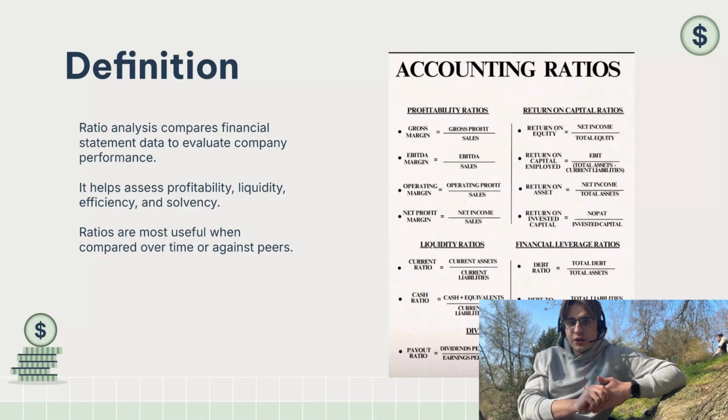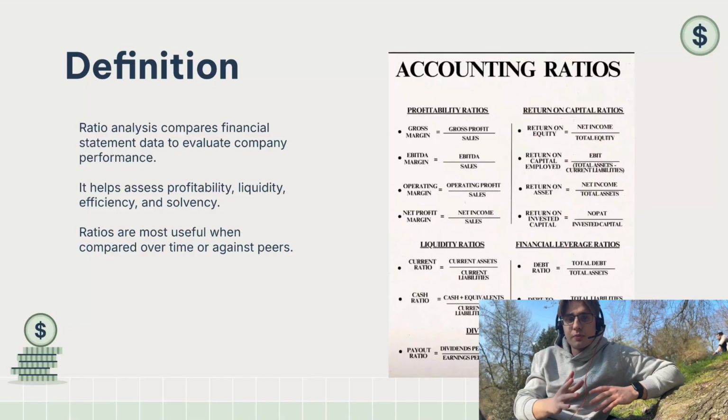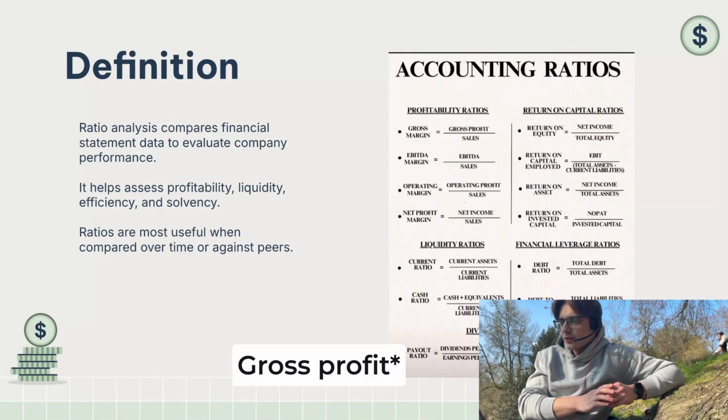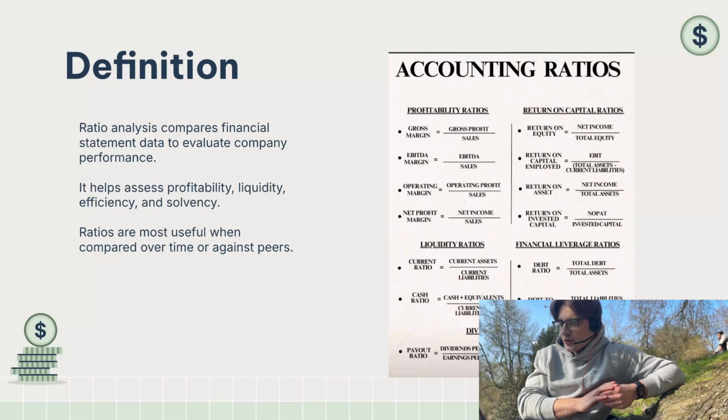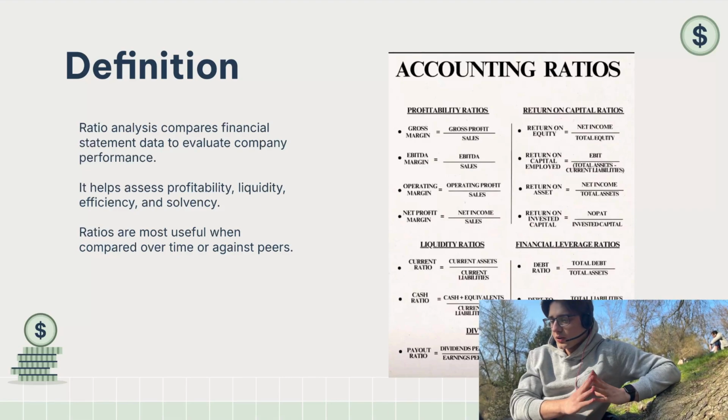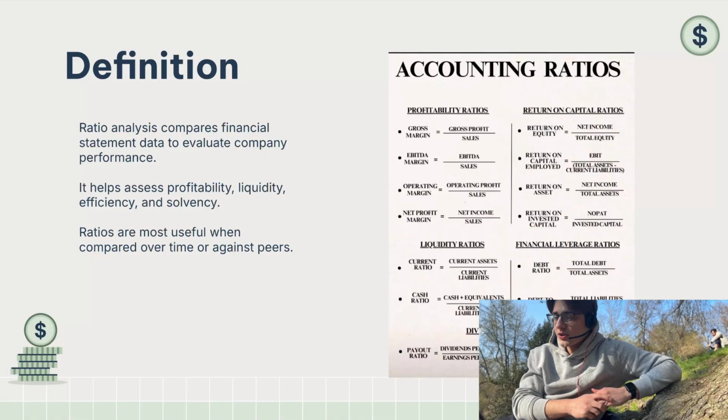Those are profitability ratios. Profitability ratios generally measure how well a company generates profit based on its sales. So, for example, we can calculate gross margin by dividing gross profit by company sales. Then there are liquidity ratios. Liquidity ratios measure how well a company can pay its short-term obligations. There is current ratio, which is current assets divided by current liabilities, and there is a cash ratio, cash plus cash equivalents divided by current liabilities.